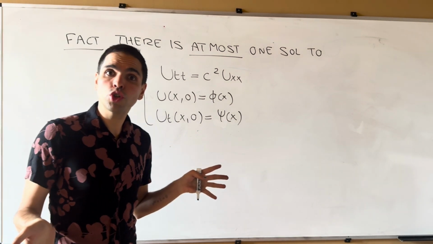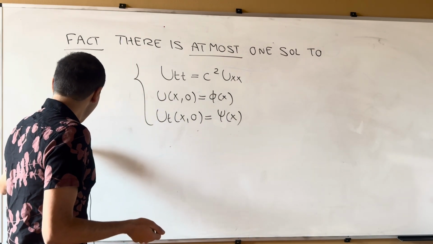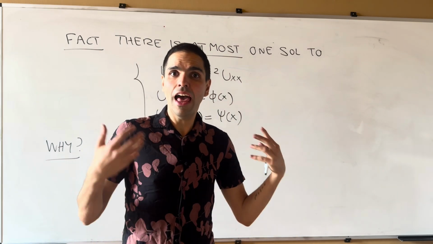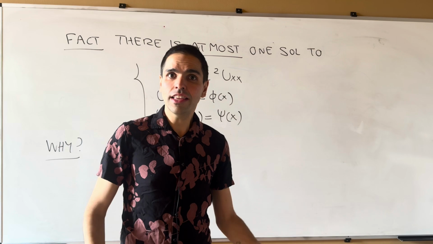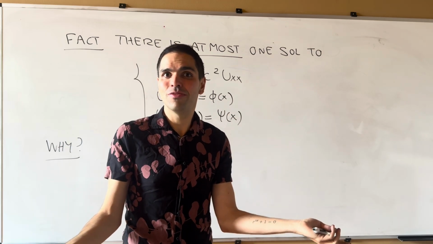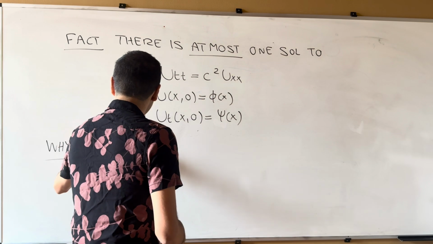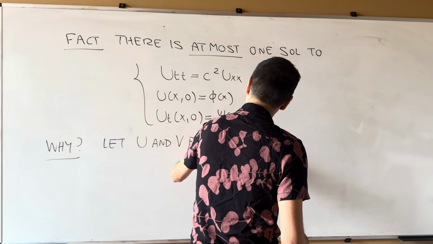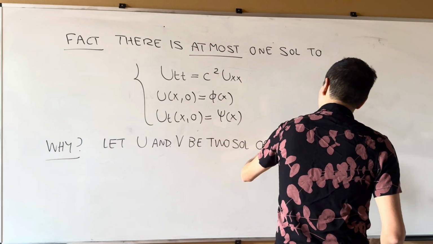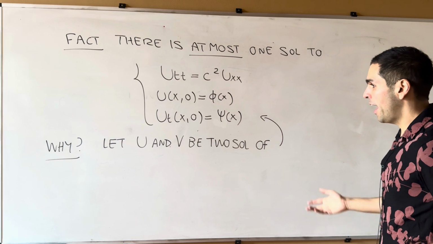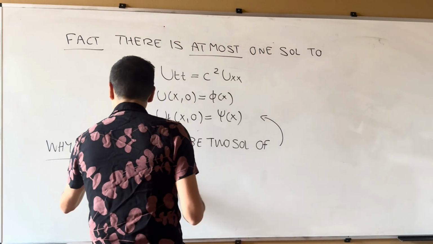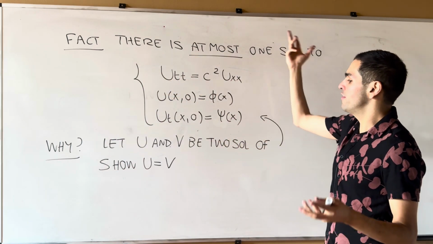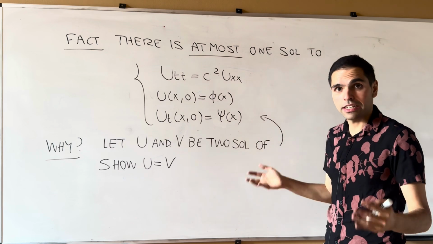So what do we need to show here? Well, all we need to show is that if you find a solution and your friend finds a solution, then both of you should get the same answer. In other words, let U and V be two solutions of the equation above, and ultimately we want to show that U equals V. This is what it means to have at most one solution, or to prove uniqueness. So very, very important.